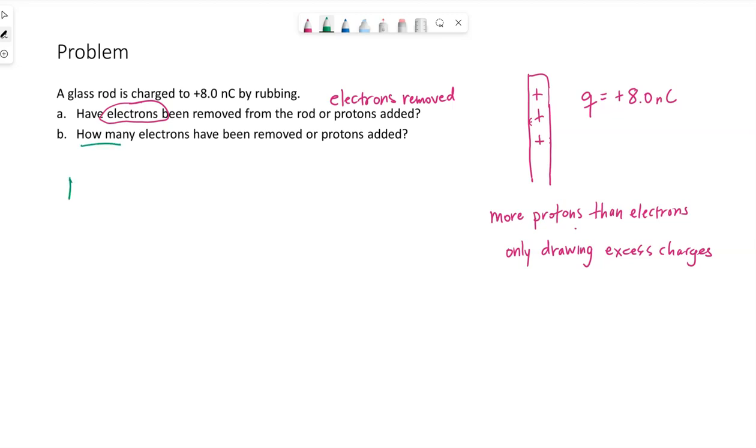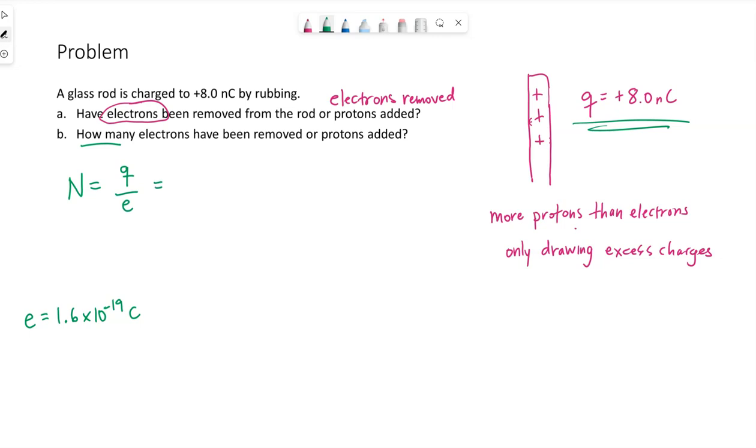Oftentimes when we talk about how many of something, we use this capital N just to mean the number. We know the fundamental unit of charge. An electron and a proton both have a charge of 1.6 times 10 to the negative 19 coulombs. Now, that's just the magnitude. Protons are positive, electrons are negative. If we want to find the number of electrons that have been removed, we need to take the net charge and divide by this fundamental unit of charge.